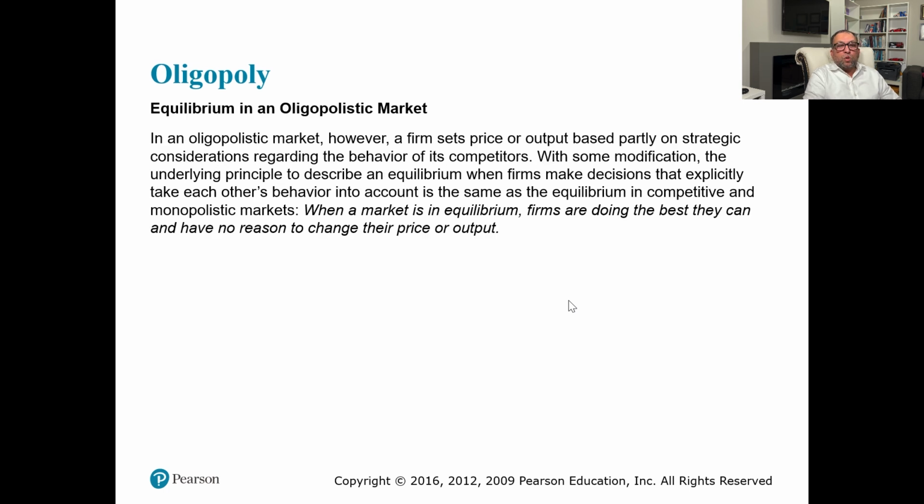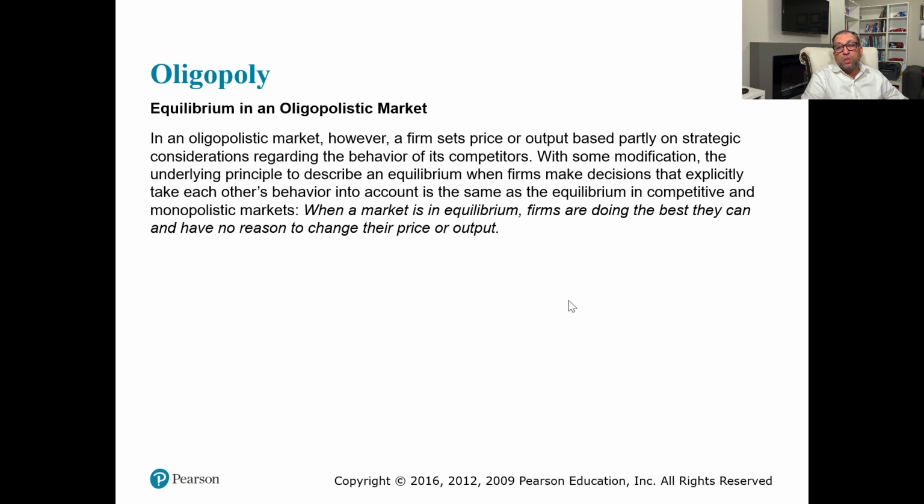So in an oligopoly, how can we achieve an equilibrium in the market? We see equilibrium in a competitive market, in monopolistic competition, and also in monopoly. But how is equilibrium established in an oligopoly type of market? In an oligopolistic market, a firm sets price or output based partly on strategic considerations, like at what price my competitor is selling, regarding the behavior of its competitors. With some modification, the underlying principle to describe an equilibrium when firms make decisions that explicitly take each other's behavior into account is the same as the equilibrium in a competitive and monopolistic market.